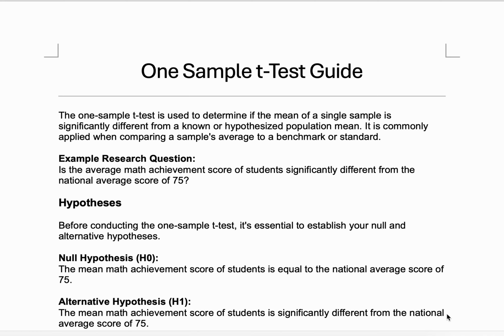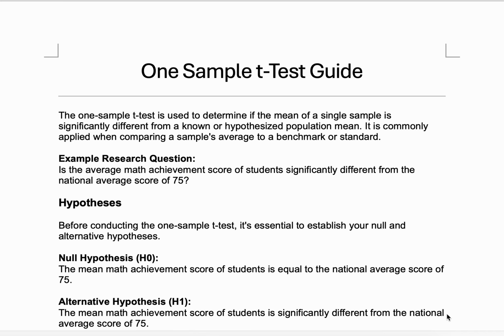Walk through a one sample t-test. So just to recap, we have 3 different types of t-tests that you can complete. The one sample t-test is used when you're comparing the mean of a sample to a population mean.